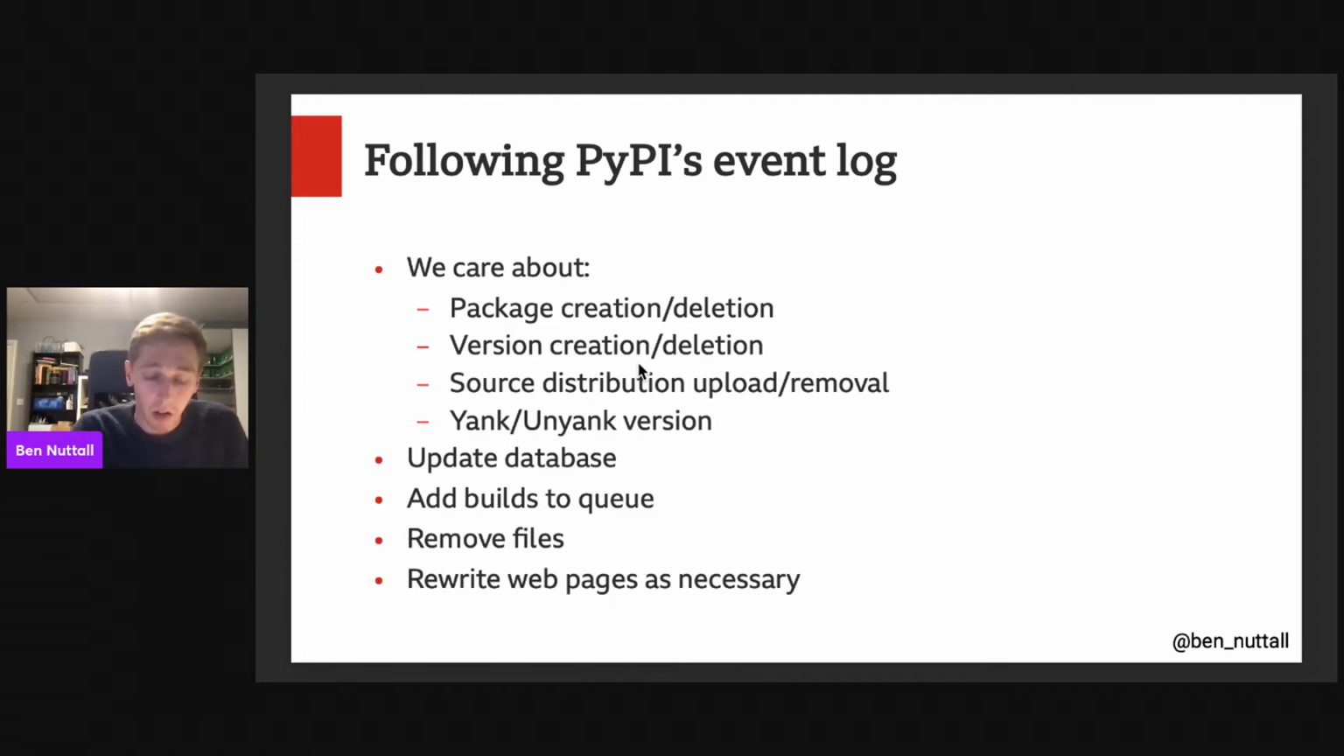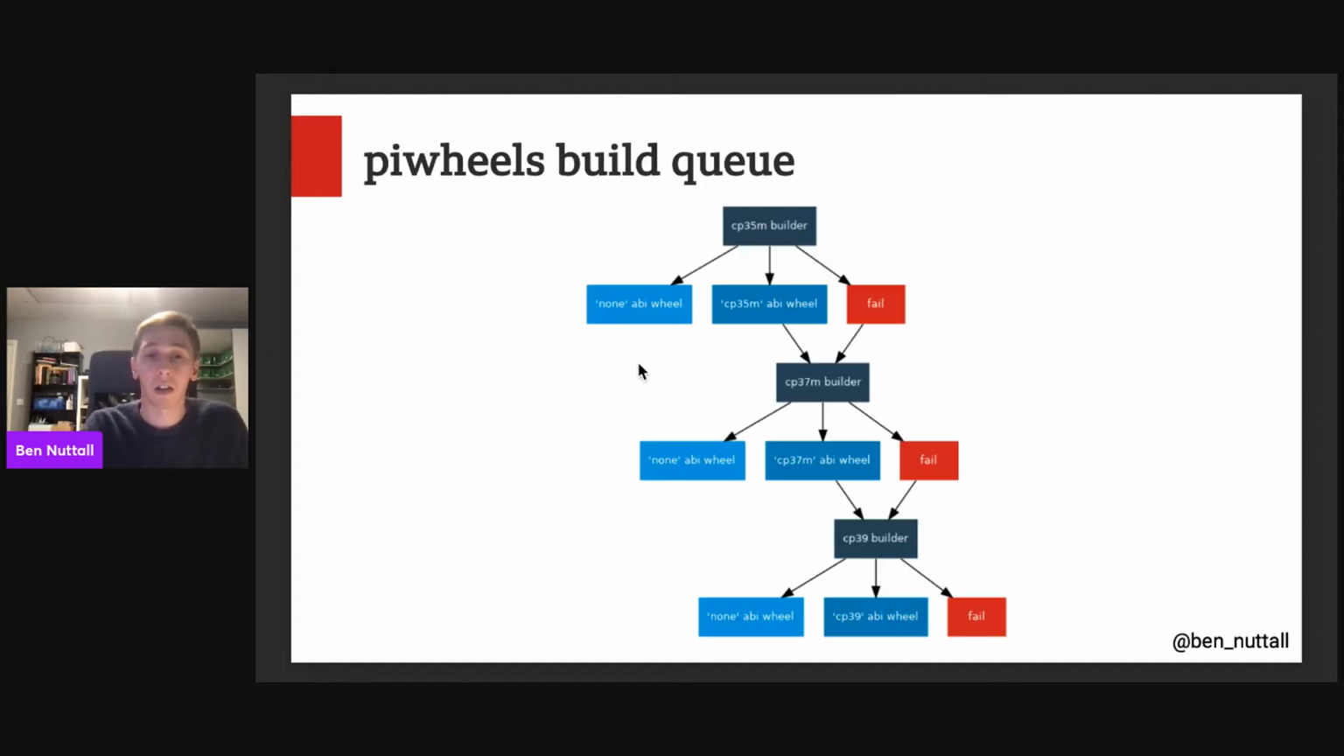So we can ignore most events that come through. Things like people updating the descriptions or the metadata, or the users and things like that related to packages. We can ignore most of that, but if we see a package that was created or deleted, or a new version added or deleted, or something like that, we can update the database with that piece of information, and then the queue gets formed out of that. And it can also request pages to be rewritten and updated or deleted as necessary.